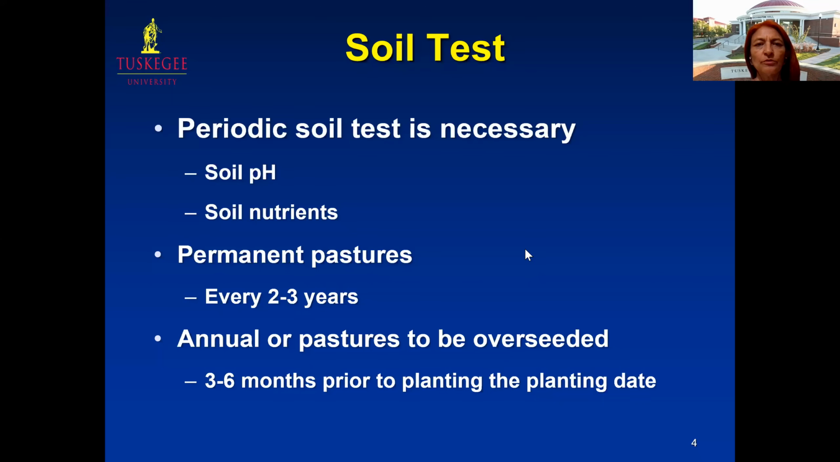In the annual pastures or pasture that has to be overseeded, for example, if we have a perennial grass pasture and we want to overseed it with other annual warm season forages or cool season forages, at that time we need to take the soil sample and test to find the requirement of those forages that are to be planted. So that has to be done 3 to 6 months prior to the planting date.